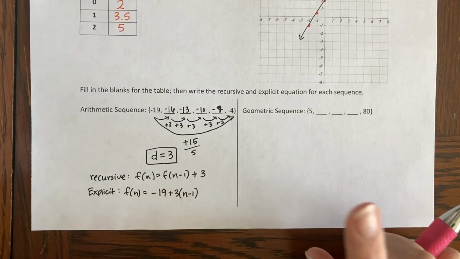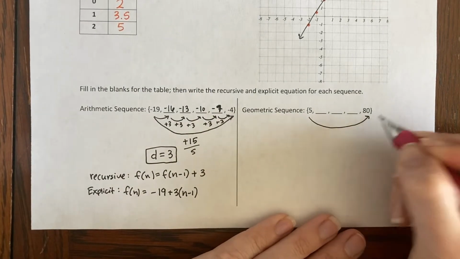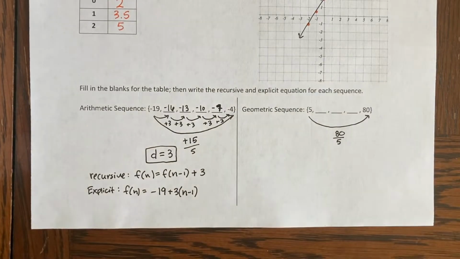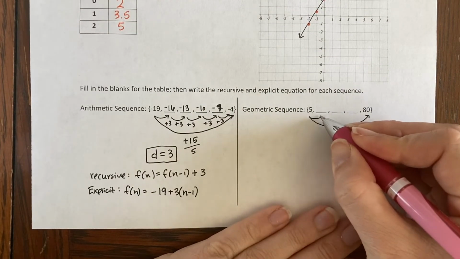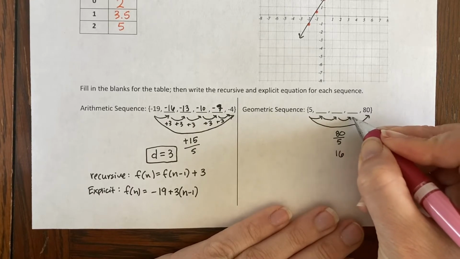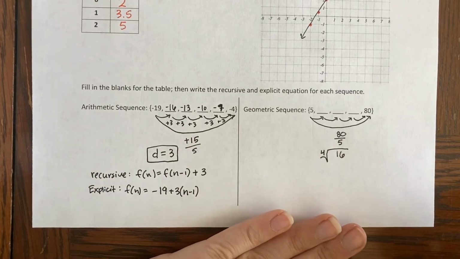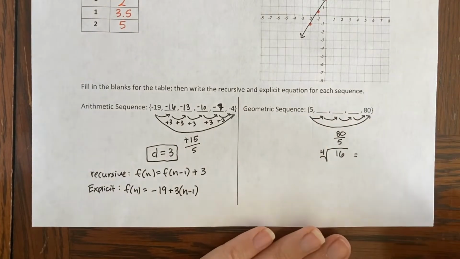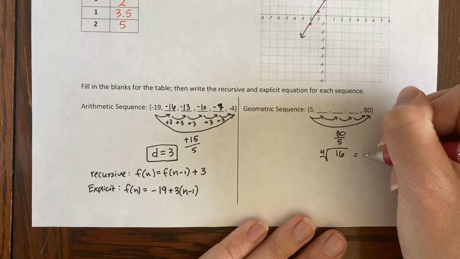For geometric sequences, I'm not adding, I'm multiplying. So I'm going to undo this by saying 80 is divided by 5. That would be 16. Then I need to break it into 1, 2, 3, 4 equal parts. So I would use the root into 4 equal parts, which should equal 2.